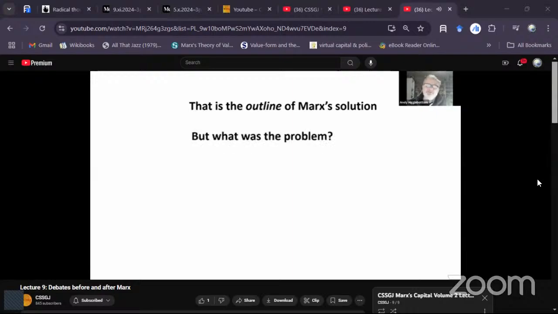But all the time when we're studying this, it's always there, hanging there: why are we doing this? Why are we studying this? What is the problem that this is actually solving? So we've got a solution, but what's the problem?